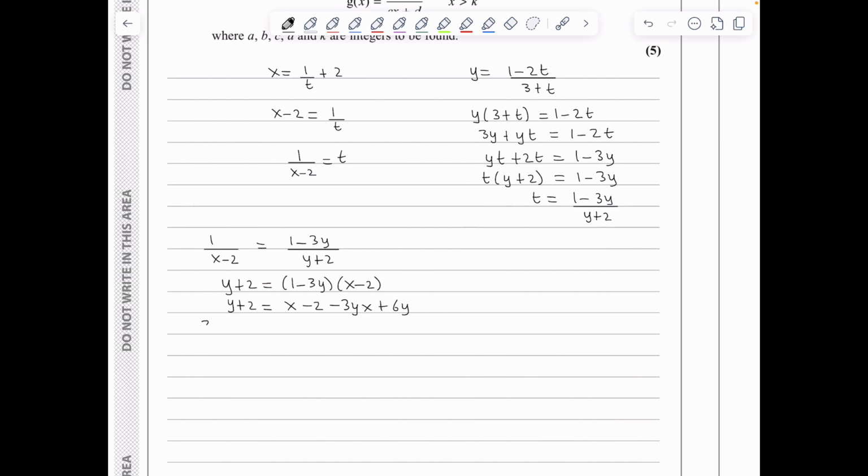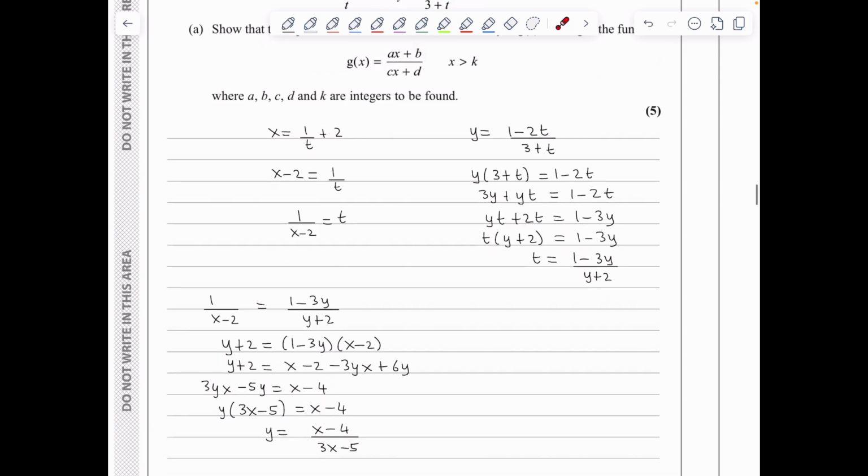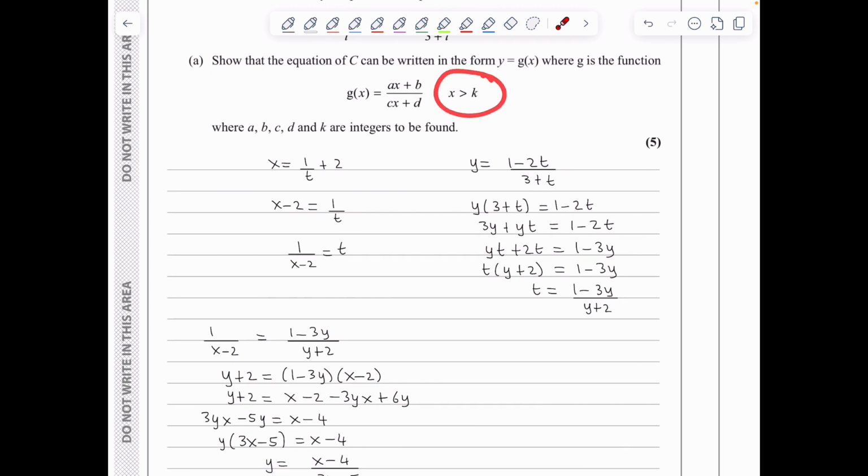So we've got 3yx minus 5y is equal to x minus 4. And then I will be factoring out the y, leading to y brackets 3x minus 5 is equal to x minus 4. And therefore y is x minus 4 over 3x minus 5. In addition, we need to find the domain, the value for k, for which x is greater than k.